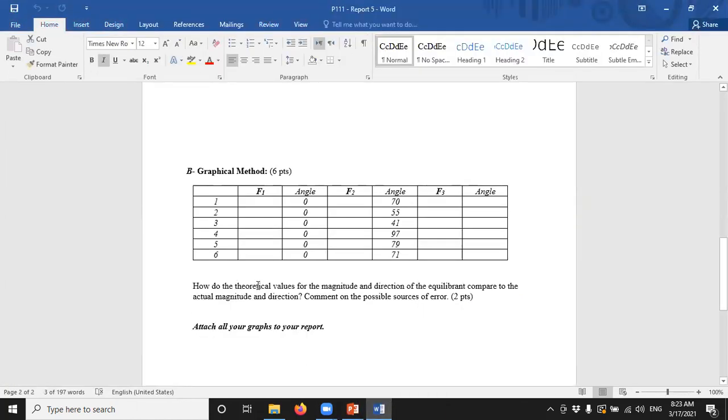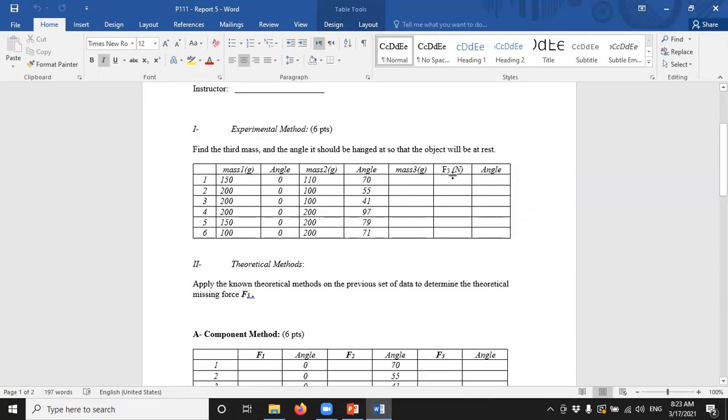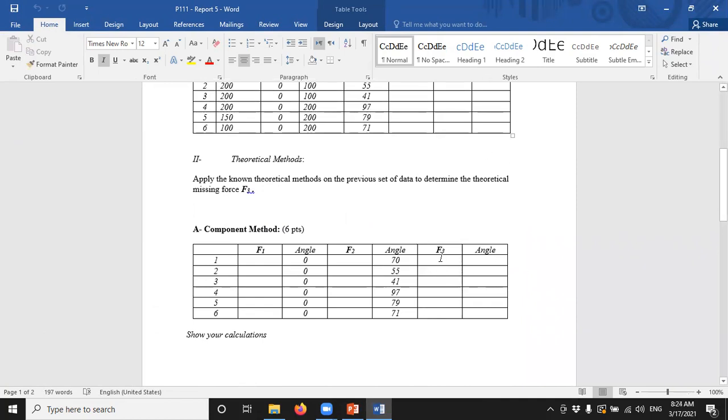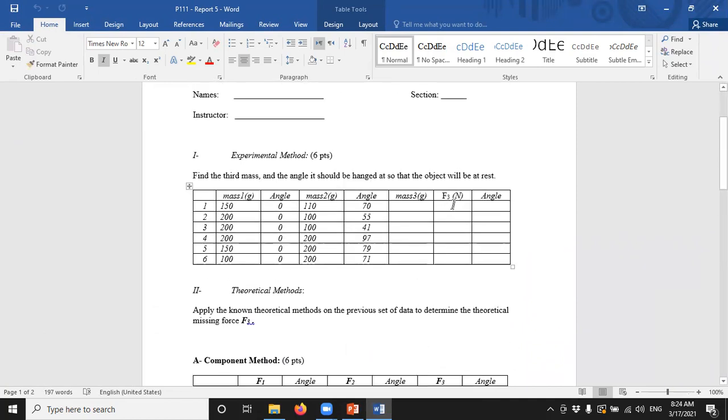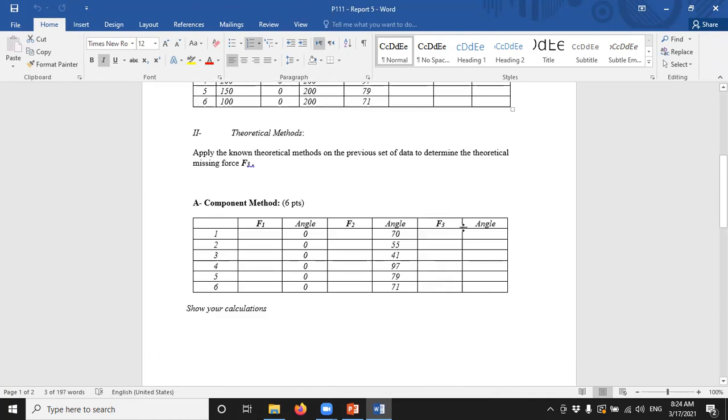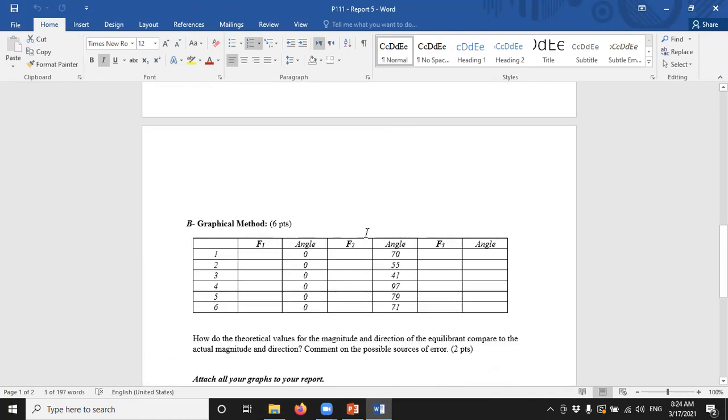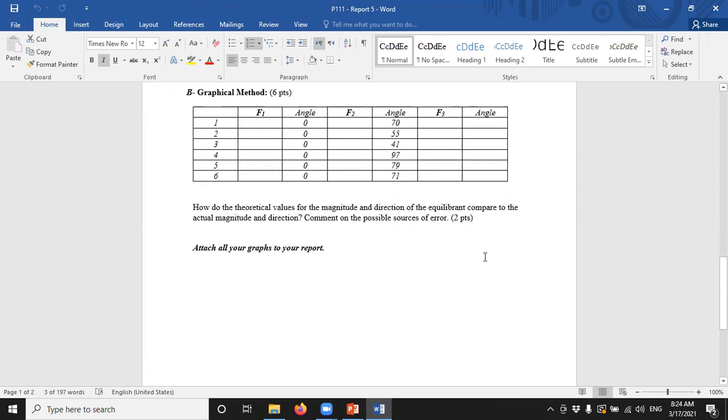Now, how do the theoretical values of the magnitude and direction of the equilibrium compare to the actual magnitude and direction? Here you need to find the percentage error for both methods. You compare what you find in the graphical method, F3 graphical, to F3 experimental, and also F3 component method to F3 experimental. The experimental value is the one given in the data sheet, and the component method and the graphical method are both F3, in this case the expected or theoretical value.